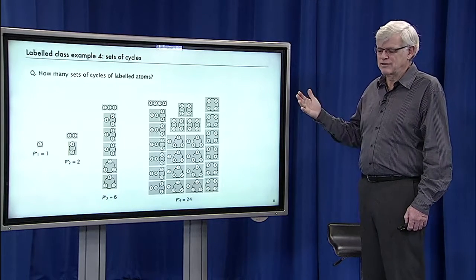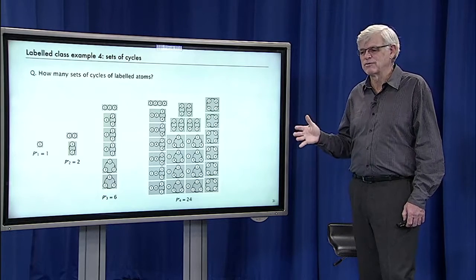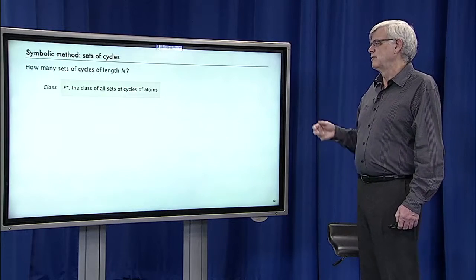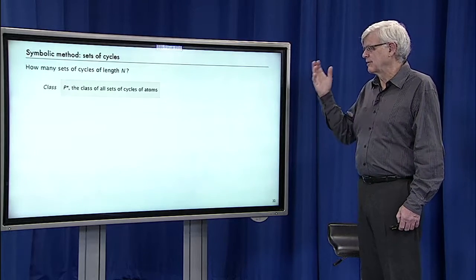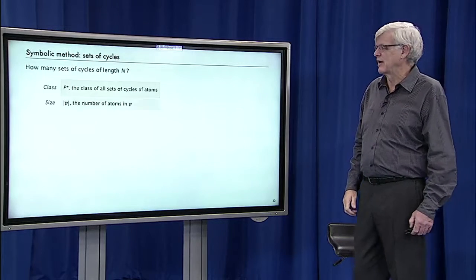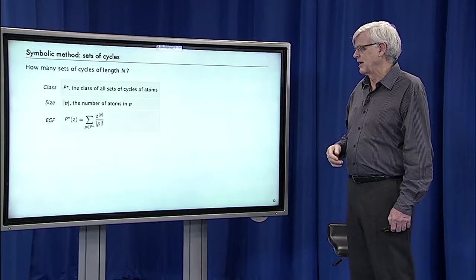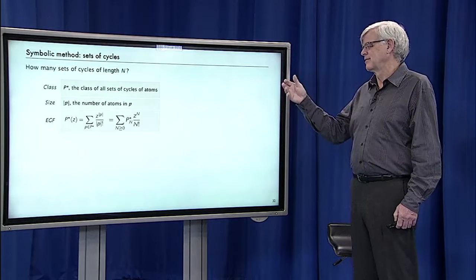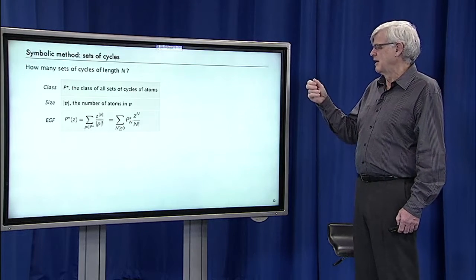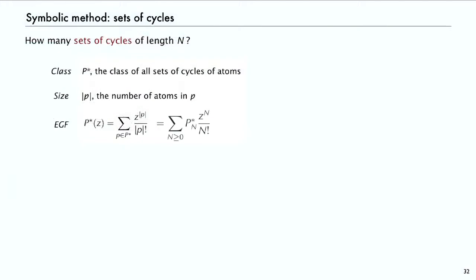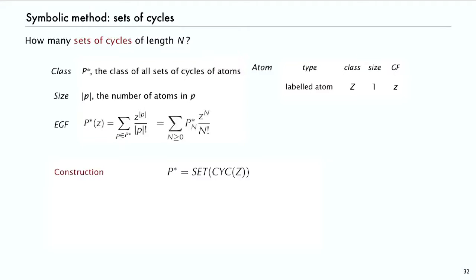And it's not just instructive, it forms the basis for us to solve problems that we couldn't otherwise solve, as you'll see. So let's use our regular methodology. We have to articulate what our class is. P star is the class of all sets of cycles of atoms. The number of atoms is the size. The EGF, as usual, brings together, as the coefficient of z to the n over n factorial, the number of sets of cycles of n atoms. The atoms are just labeled atoms. For labeled classes, it's always the same.